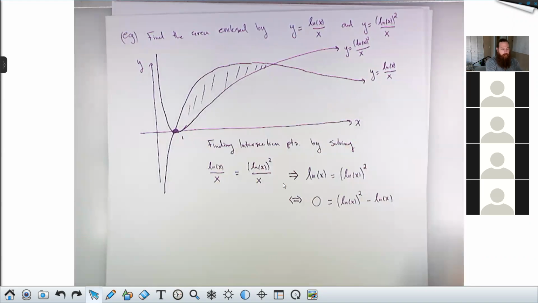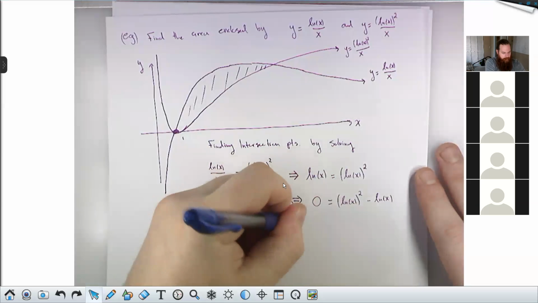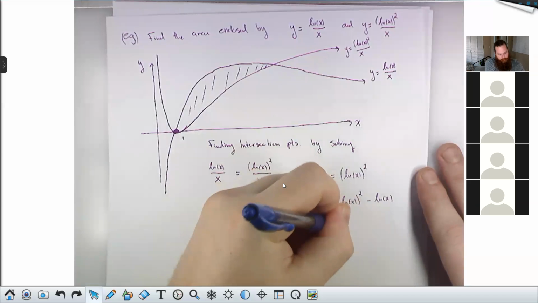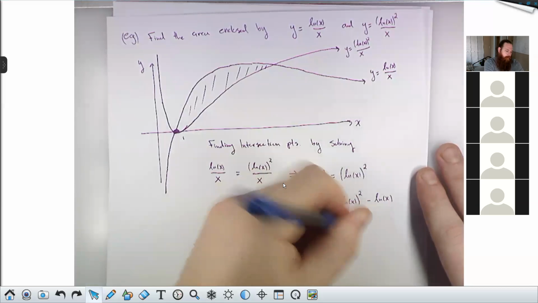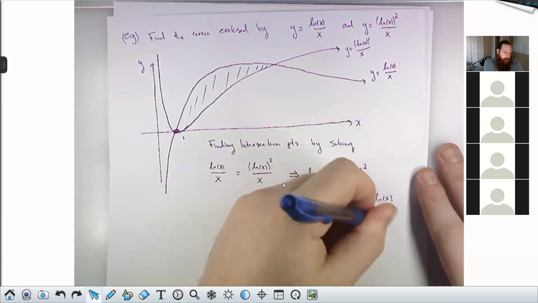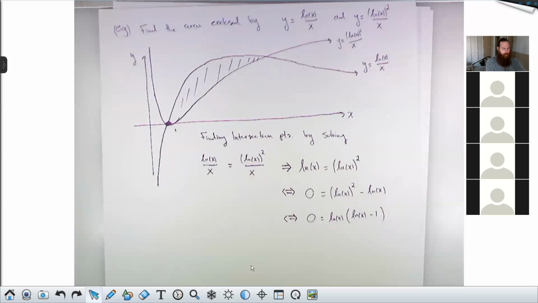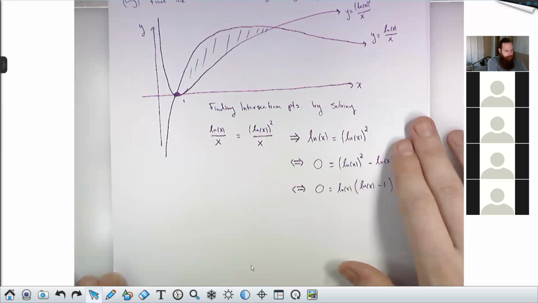And from there, I can factor ln x on the left. I can factor ln x out on the right. So I'll have ln x times ln x minus 1. Everybody see how this factors like this? This is like u squared minus u. So I factor a u out and I get u times u minus 1. So those guys will be equal.